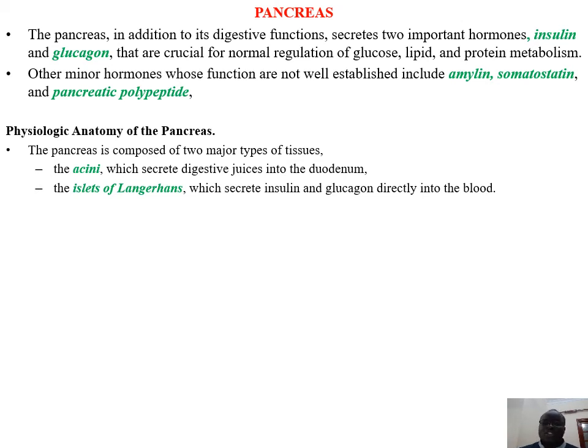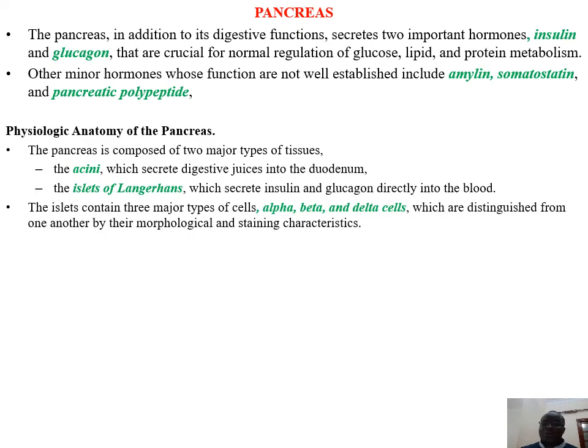But now I'm interested in the islets of Langerhans, which produce insulin and glucagon directly into the blood. So we'll look at the regulation by which these hormones are being secreted as well. The islets contain three major types of cells: the alpha cells, the beta cells, and the delta cells, which are distinguished from one another by their morphological and staining characteristics. So they'll pick up different stains and they have different morphology.